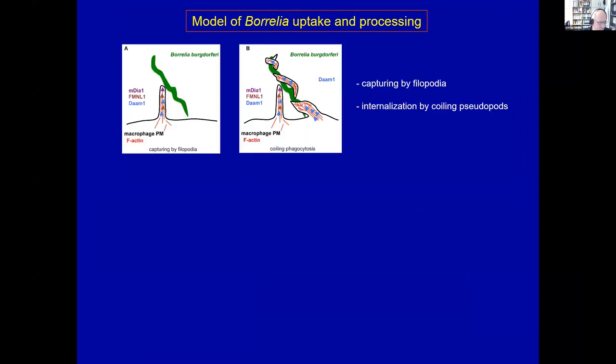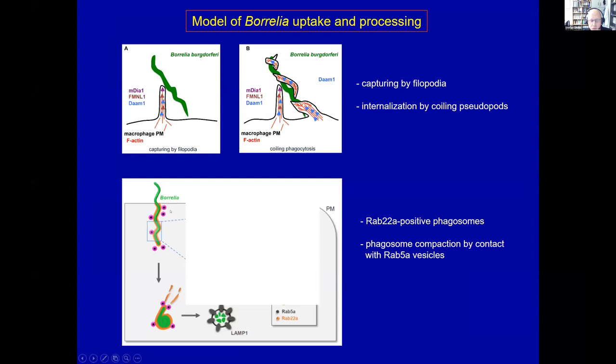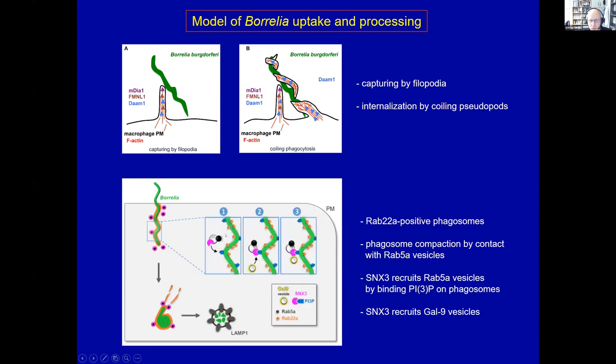So to sum that up, what I've shown you is that the uptake of Borrelia by primary human macrophages is a two-step process. First, you have filopodia that immobilize the highly motile Borrelia at the surface. This gives the coiling pseudopod time to closely enwrap the spirochete at the surface and draw it into the macrophage cell body. Once the Borrelia is internalized, this phagosomal coat gets enriched with RAB22A and is being contacted by RAB5A positive vesicles that are also positive for SNCS3. I showed you earlier how that works.